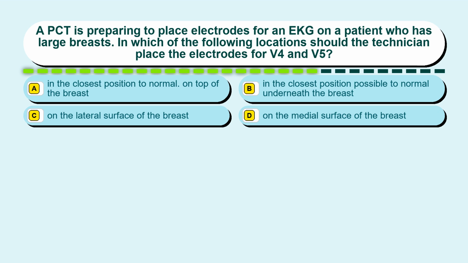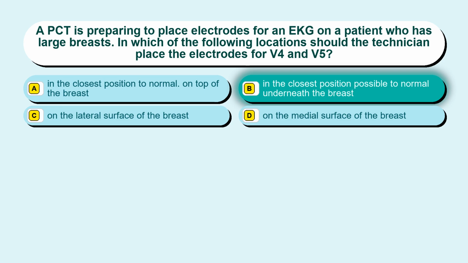breasts. In which of the following locations should the technician place the electrodes for V4 and V5? Option A, in the closest position to normal, on top of the breast. Option B, in the closest position possible to normal underneath the breast. Option C, on the lateral surface of the breast. Option D, on the medial surface of the breast.